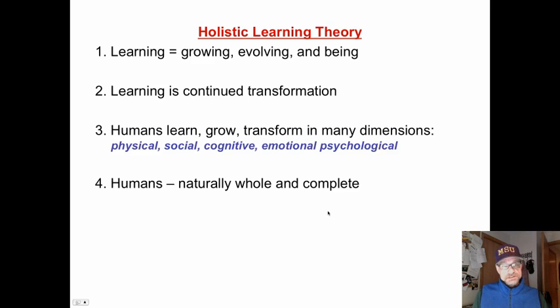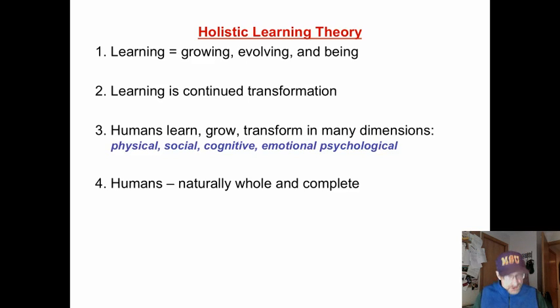Holistic learning theory. A theory is a set of facts. It's a way of thinking, a paradigm based on a set of facts. So according to this learning theory, learning is the process of growing, evolving, and being. It's a natural state. Learning is for a fully functional human being. Humans are naturally curious about their world. Learning is expanding consciousness, both internal and external. Consciousness is what we are aware of, so it is expanding our awareness.